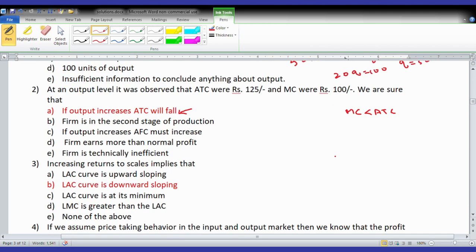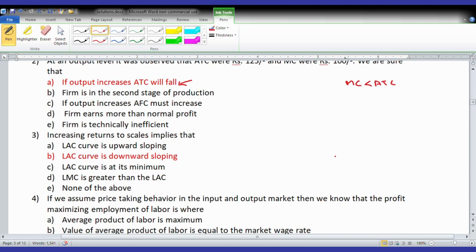And then we have increasing returns to scale implies that long run average cost is downward sloping. This is something that we had seen in class, that the long run average cost is like this, and this is like saying that when all the inputs are increasing, total costs are increasing at a decreasing rate, and that is something that is causing the average total cost to be downward sloping. So long run average cost is downward sloping.